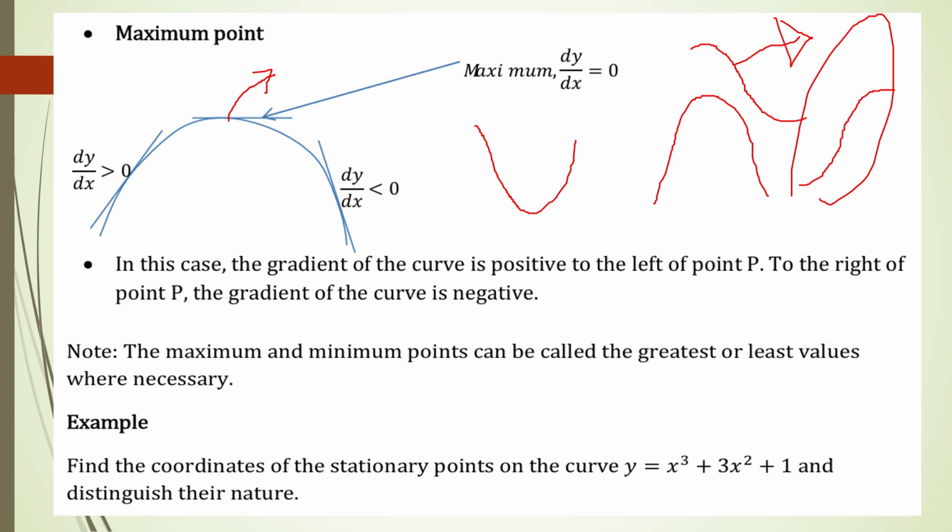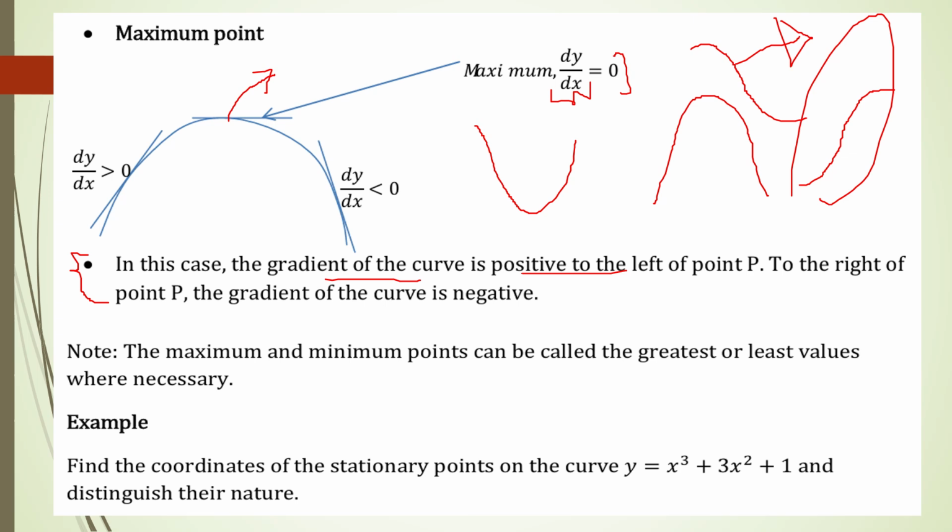So looking at the maximum point, we are also going to say that here also the gradient or dy/dx is going to be equated to 0. So proceeding, we are going to say that in this case the gradient of the curve is going to be positive to the left. Now what we mean here is going to be important when you are finding the nature of the curve, and you're going to look at that under the examples.